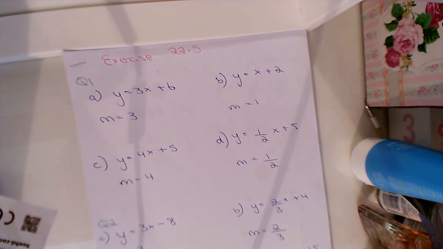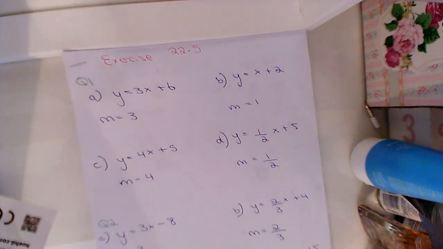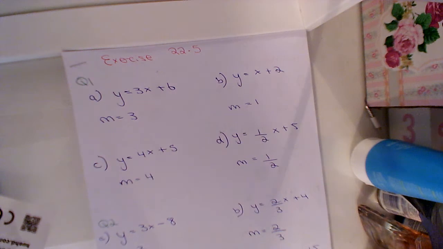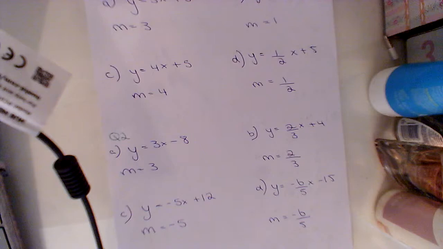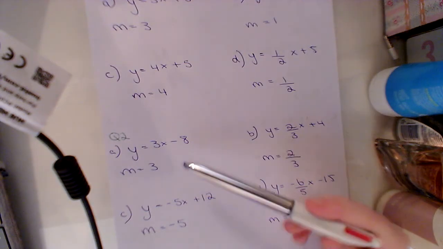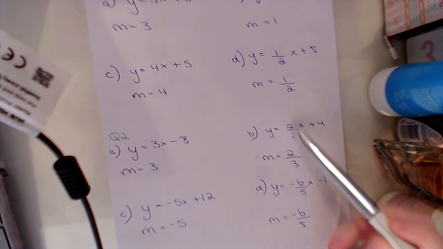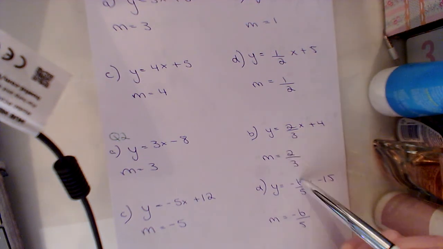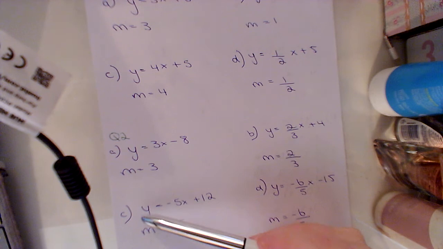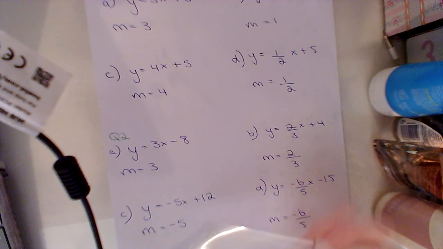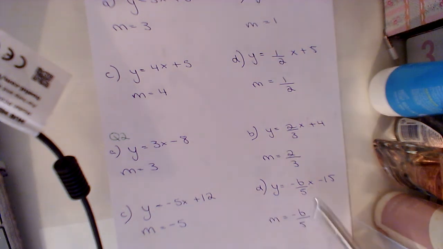Question 2, I was asked to write down the slopes again. So I have question 2, and it's y equals 3x minus 8. My slope is 3. Here I have y is equal to 2 over 3x plus 4. My slope is 2/3. C, I have y is equal to minus 5x plus 12. My slope is minus 5. And here I have y is equal to minus 6 over 5x minus 15. My slope is minus 6 over 5.